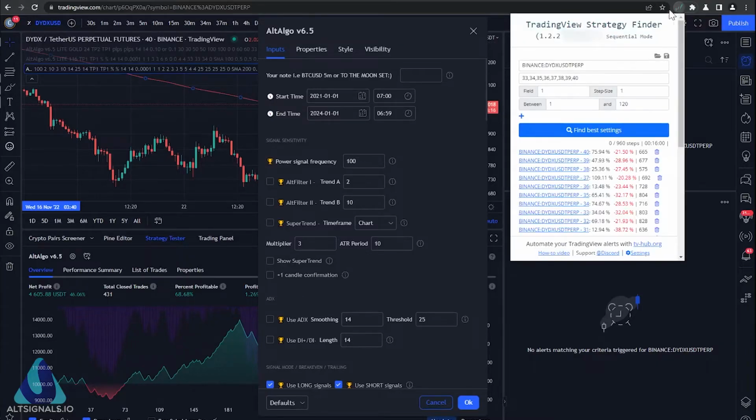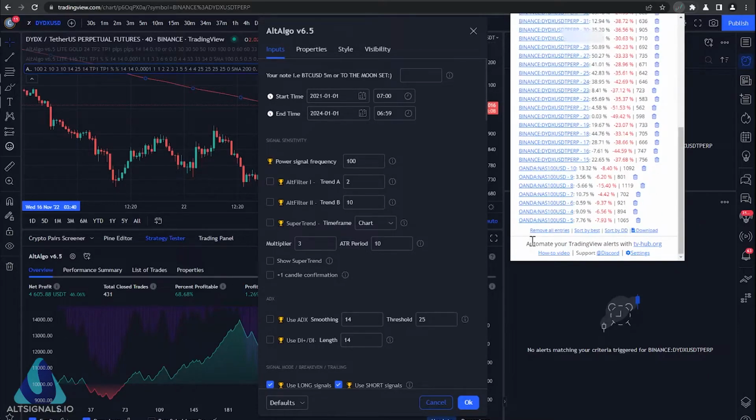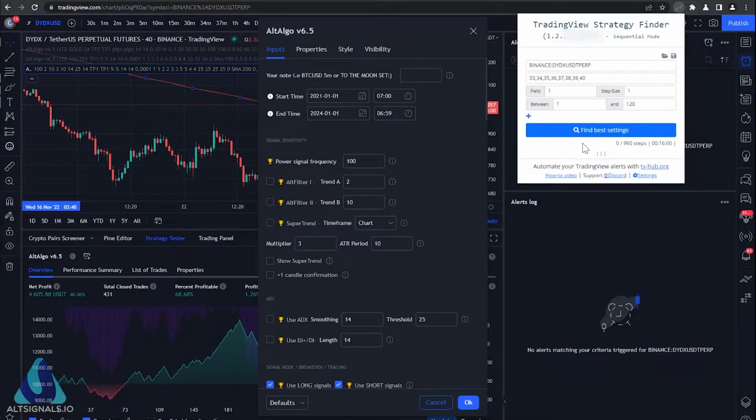I've loaded it here. It's called TradingView Strategy Finder. You will find the link in the description. So what this extension can do is actually test certain parameters of your indicator automatically without you having to change the values one by one. This is very useful because you can just let your computer running while you do other things, and then it will search for a good configuration.